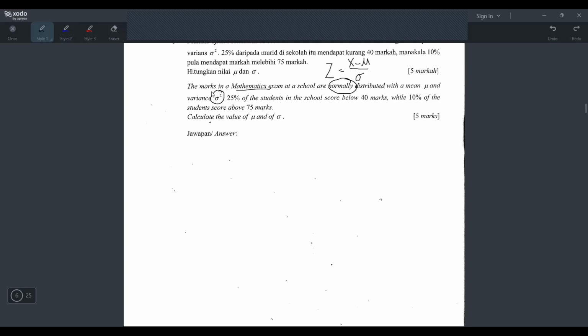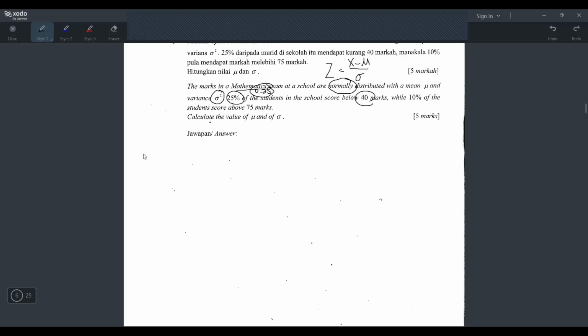We don't use variance in normal distribution actually. Okay, let's see what else it says. 25%. When they say percent, it means probability. So 25% is 0.25. This is the probability. Probability of what? Of a student in a school scoring below 40 marks.